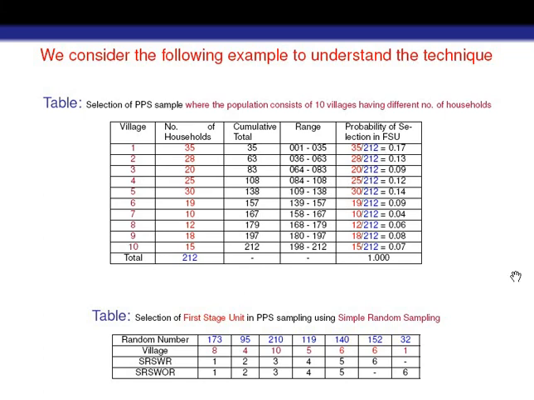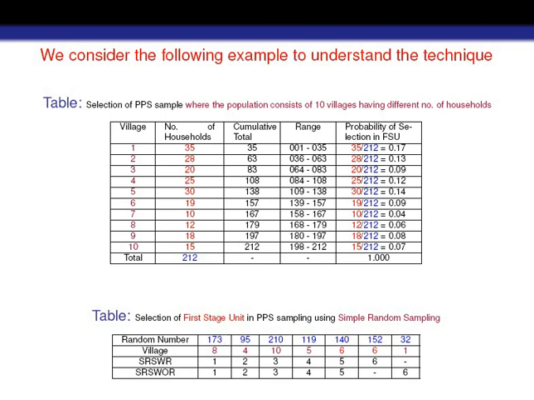Now, how can we choose the cluster? By using simple random sampling for our first stage unit. For this we have to consider the random number table. Since the population consists of 212 units, we have to use a 3-digit random number. So if we get the random number 173, which cluster will be selected?